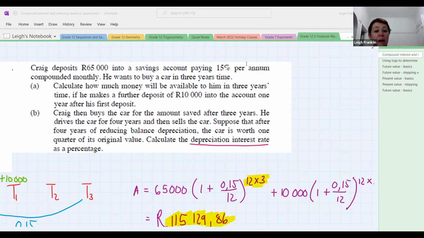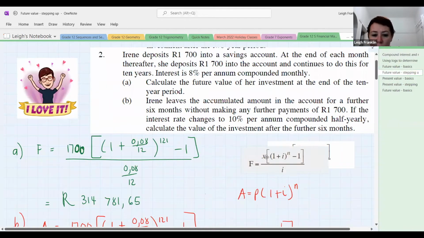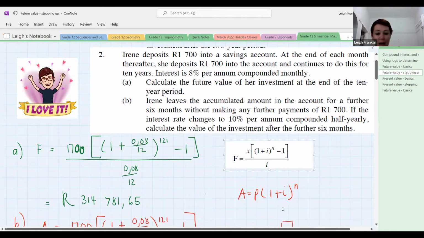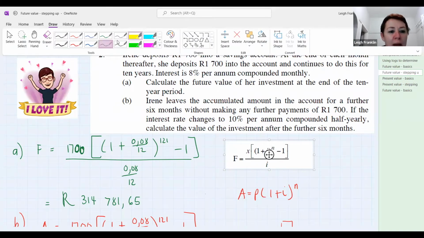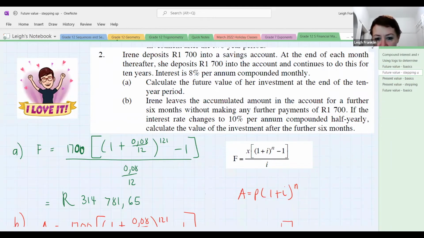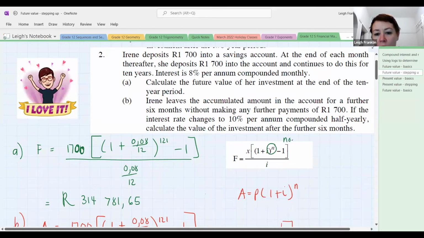N is the number of payments when we are talking about the lesson that we're on now. This is really important, it's something where a lot of people get stuck. If you look at your future value formula and compare it to your compound interest, in future value, N is the number of payments. So this N over here is the number of payments.